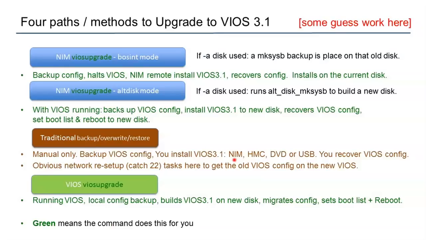You could use NIM, you can do it from your HMC, you can install it from a DVD drive in the machine. If you're a Power 9 machine, then you have to use a USB-based DVD drive or the new fancy and fast USB to do the install. Then you do the recover of your backup.